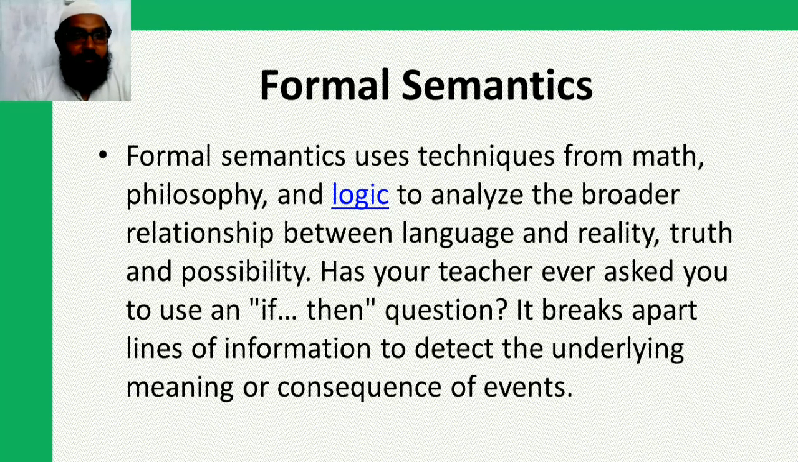Formal semantics. Formal semantics uses techniques from maths, philosophy and logic to analyze the broader relationship between language and reality, truth and possibility. Has your teacher ever asked you to use an if-then question? It breaks apart lines of information to detect the underlying meaning or consequence of events. This is what formal semantics is. It is completely about maths, philosophy, and logic, and it analyzes the broader relationship between language and reality and truth and possibility.